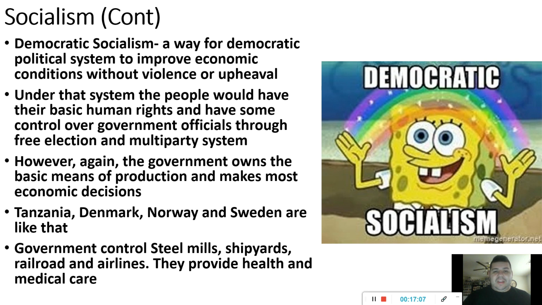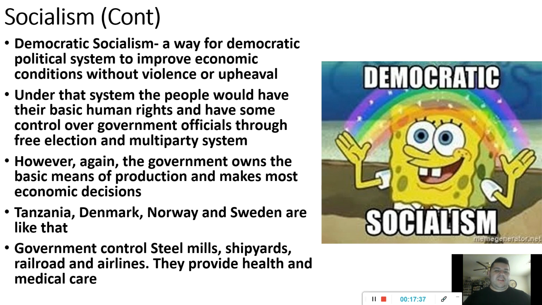Sometimes some private companies don't have those resources. They may have lobbyists, they may have this and that, but they don't have that really deep background information that they could use to help them out. Now, some countries again use this: Tanzania, Denmark, Norway, Sweden. They've used this. And they would control stuff like the steel mills, shipyards, railroads, airlines.